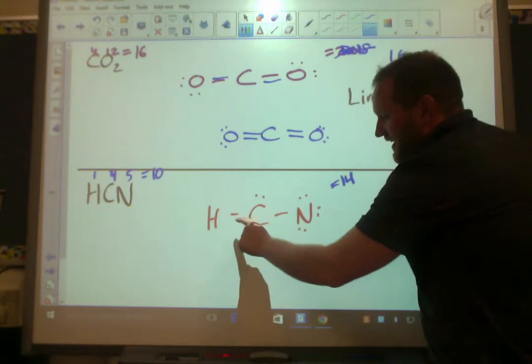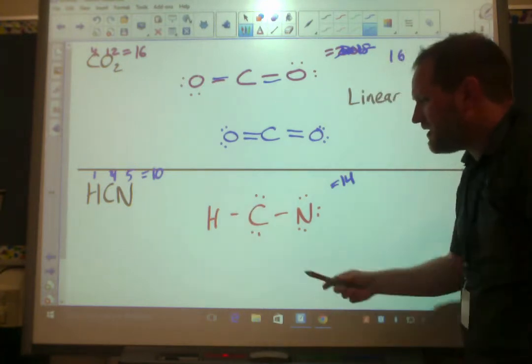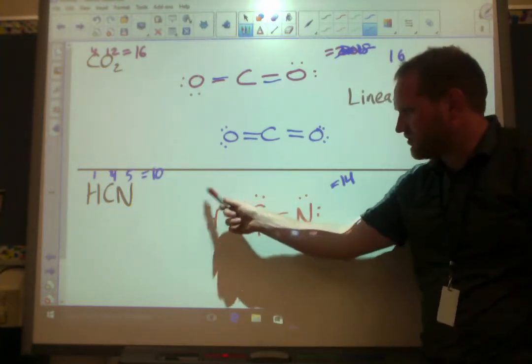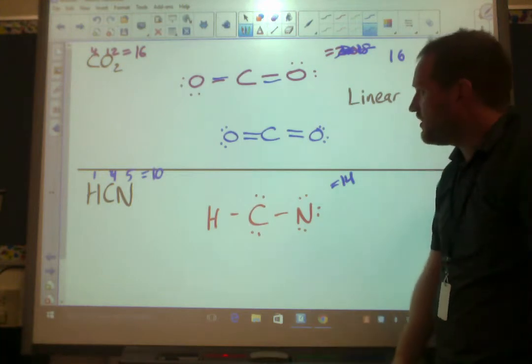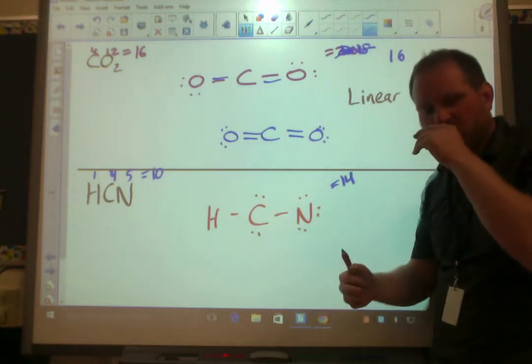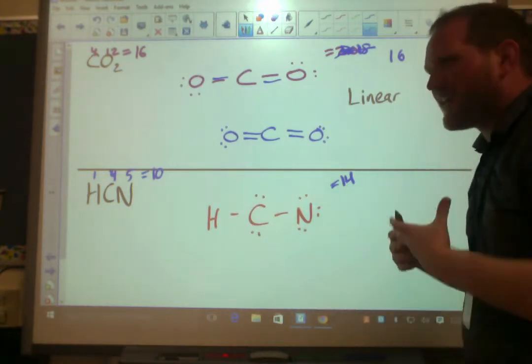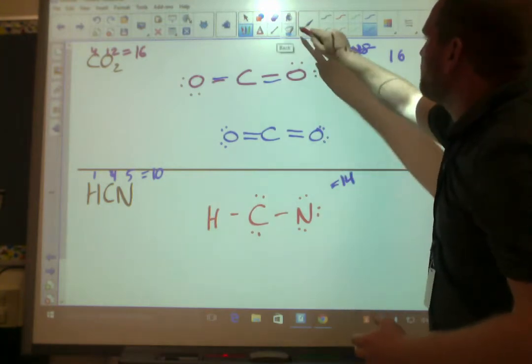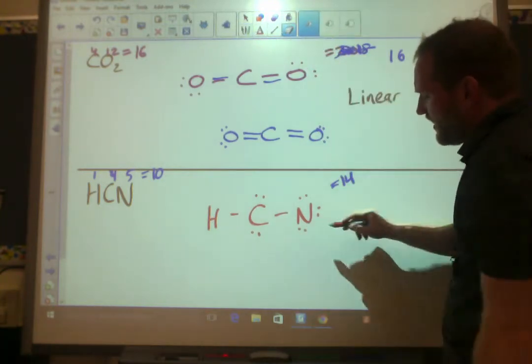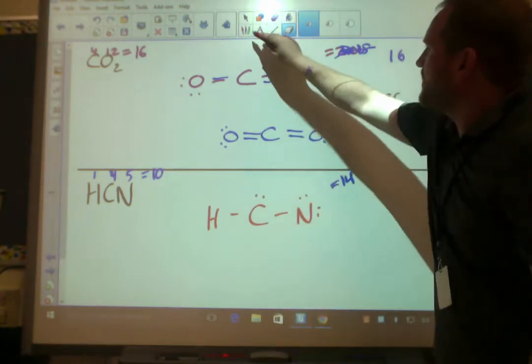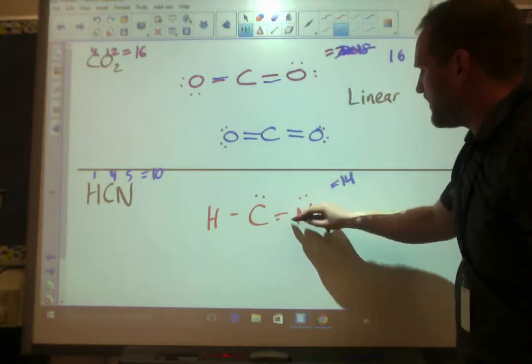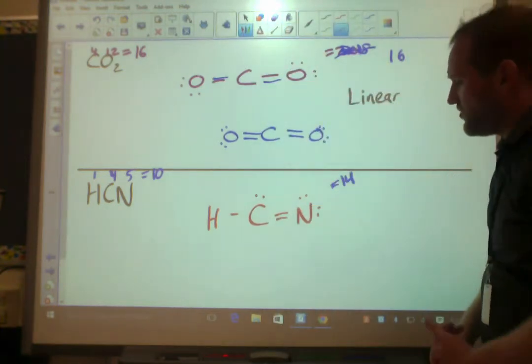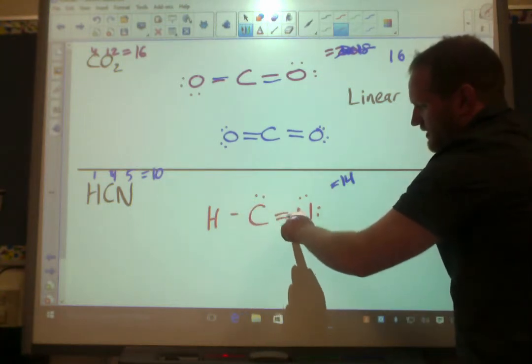Now, this cannot form a double bond. Why? Because the hydrogen doesn't have any extra electrons that we can erase, right? And also, hydrogen can only ever hold 2 electrons max, so it can't possibly share 4 electrons. So the double bond's going to have to be on this side. So let's remove this, and let's turn this into a double bond. This should have cut us down by 2. Let's check. 2, 4, 6, 8, 10, 12.